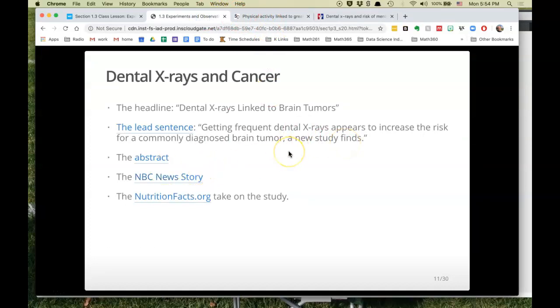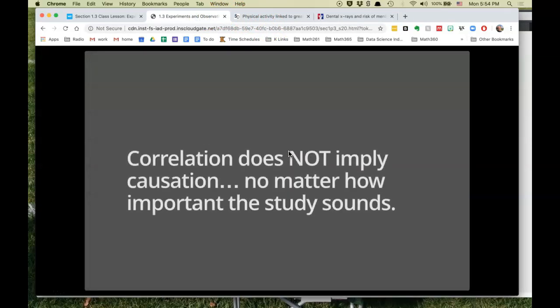So a lot of interesting background on that to take a look at. So correlation does not imply causation, no matter how important the study sounds. To really establish that cause and effect relationship, there's no substitute for doing a carefully designed experiment. Of course, it's not always possible, so we have to resort to other means, and hence the discussion of how you establish cause and effect from correlation that I was talking about earlier.